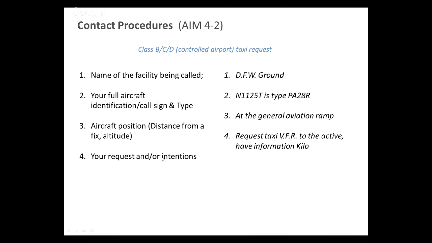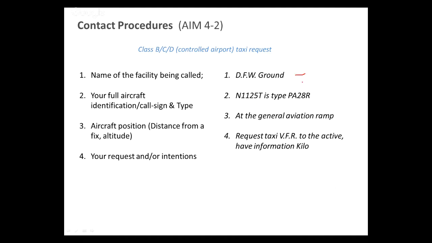Okay, I've got a class Bravo, Charlie, or Delta taxi request. Now, Bravo, Charlie, Delta, of course, those are our blue controlled airports, blue airports on the chart. They are going to have a ground controller. So if I'm sitting on the ramp, that is the first person I need to talk to if I want to taxi anywhere, typically for takeoff. So back to the 4 main areas. Who am I calling? Who am I? Where am I at? And what do I want to do?